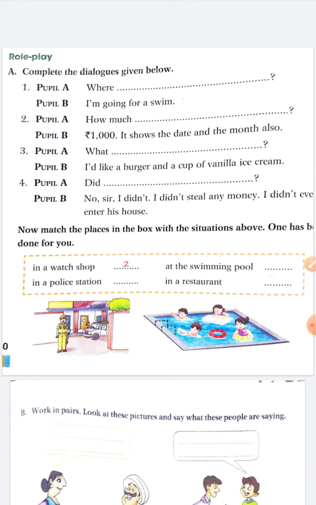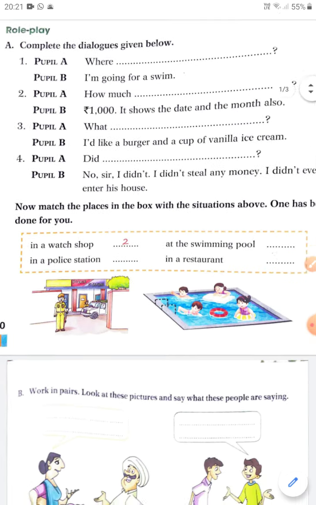At the swimming pool, where do you go for swimming? At a swimming pool, which question is there for the swimming pool? Where are you going? I'm going for a swim. Ye number 1 hai. In a restaurant, where do you answer things like, I would like to have burger and a cup of vanilla ice cream? It happens in a restaurant. So, in a restaurant will be number 2. Answers are there. Don't worry about the answers. You know by now.